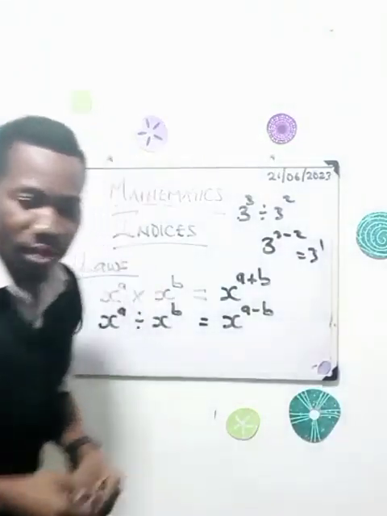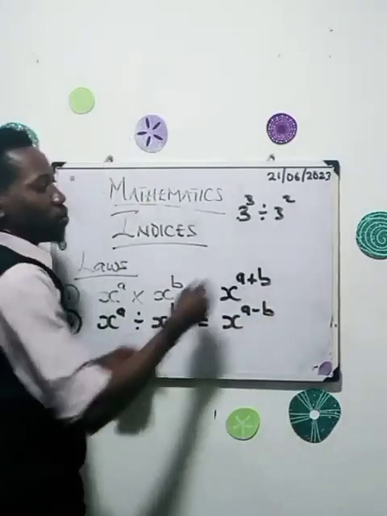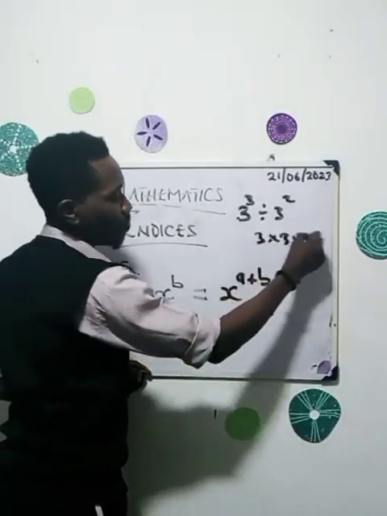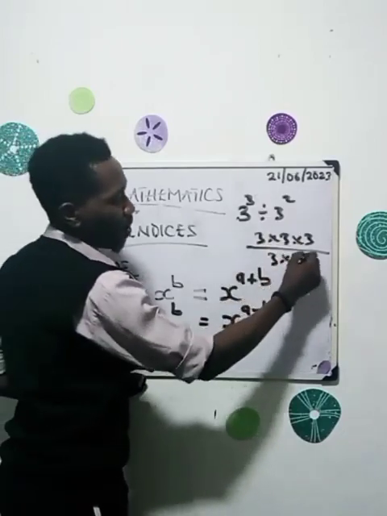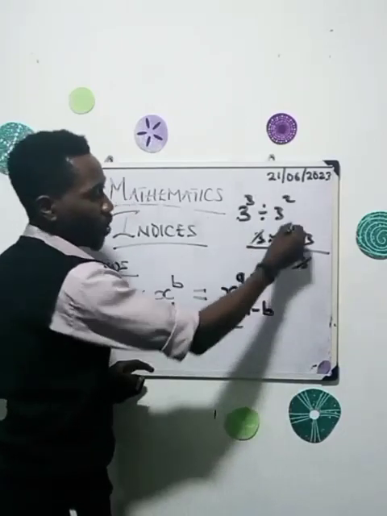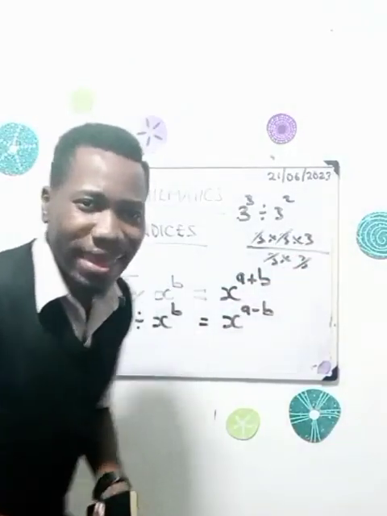Anything raised to the power 1 is that same thing. So let's see. 3 raised to the power 3 means 3 times 3 times 3, all over 3 raised to the power 2, which is 3 times 3. So 3 cancels 3, 3 cancels 3. We have just one 3, which is the same thing as 3 raised to the power 1. Anything raised to the power 1 is itself.